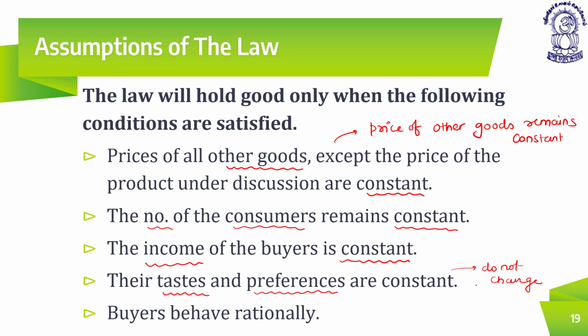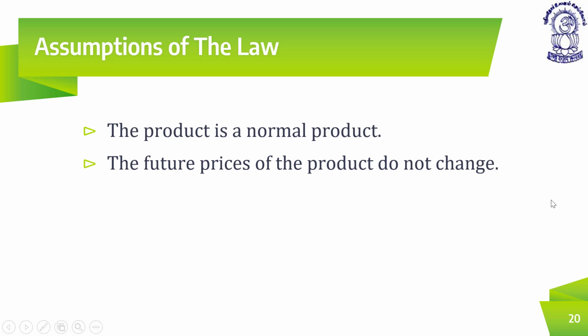Buyers behave rationally. A rational consumer will follow the law of demand. Supposingly there is an increase in the price, so he will not buy that product, or he will buy that product in lesser quantity. This is an assumption of the law of demand. The product is a normal product, so it is not a Giffen good or an inferior good. It is a normal product, so the law of demand will definitely apply.